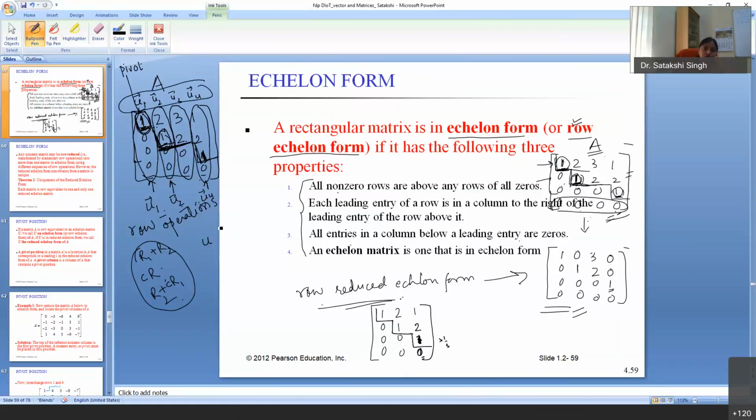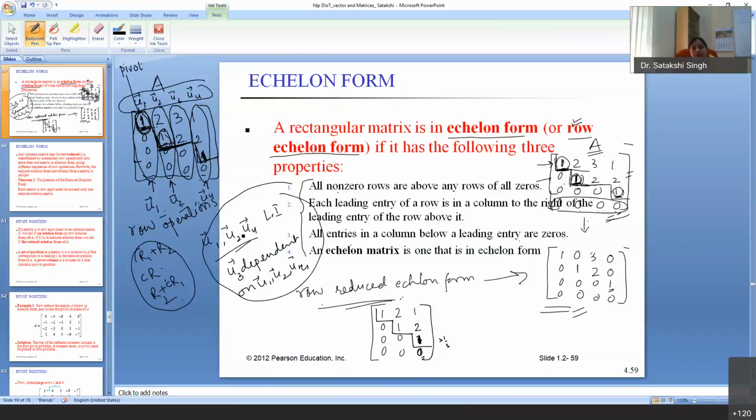But among these four, only u1, u2 and u4 are your linearly independent vectors. And this vector u3 is dependent on the other three vectors. It is dependent on u1, u2 and u4. Okay, so this is the way of finding the linearly independent vectors.